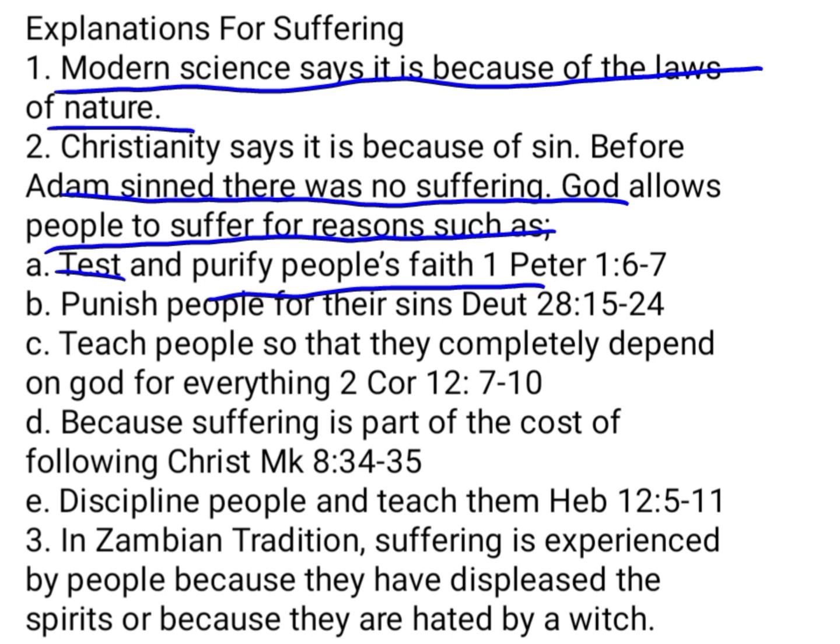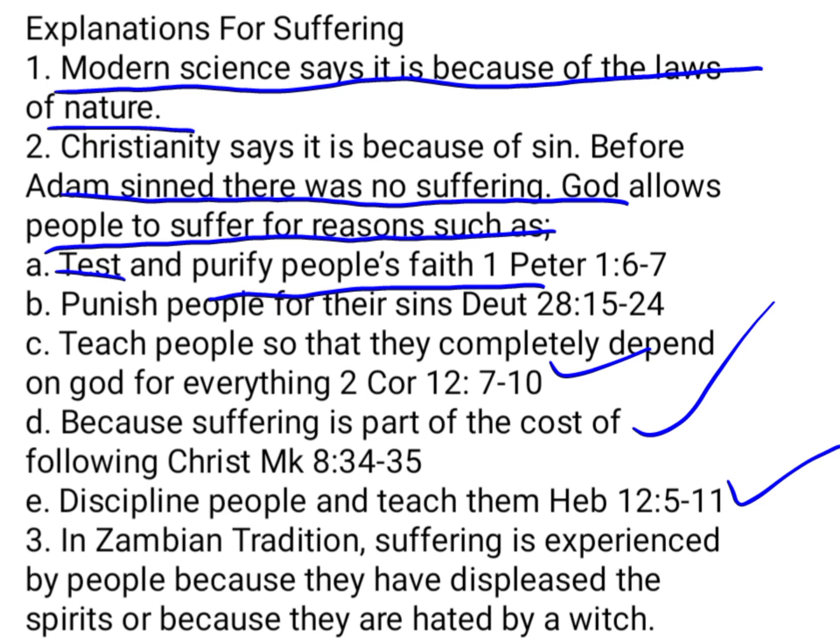C, to teach people so that they completely depend on God for everything. D, because suffering is part of the cost of following Christ. Christians believe that if you are a Christian, you need to suffer because it is the cost of following Christ. Anyone who follows Christ must suffer the same way that Christ suffered. The other way to explain suffering is to discipline people and teach them.